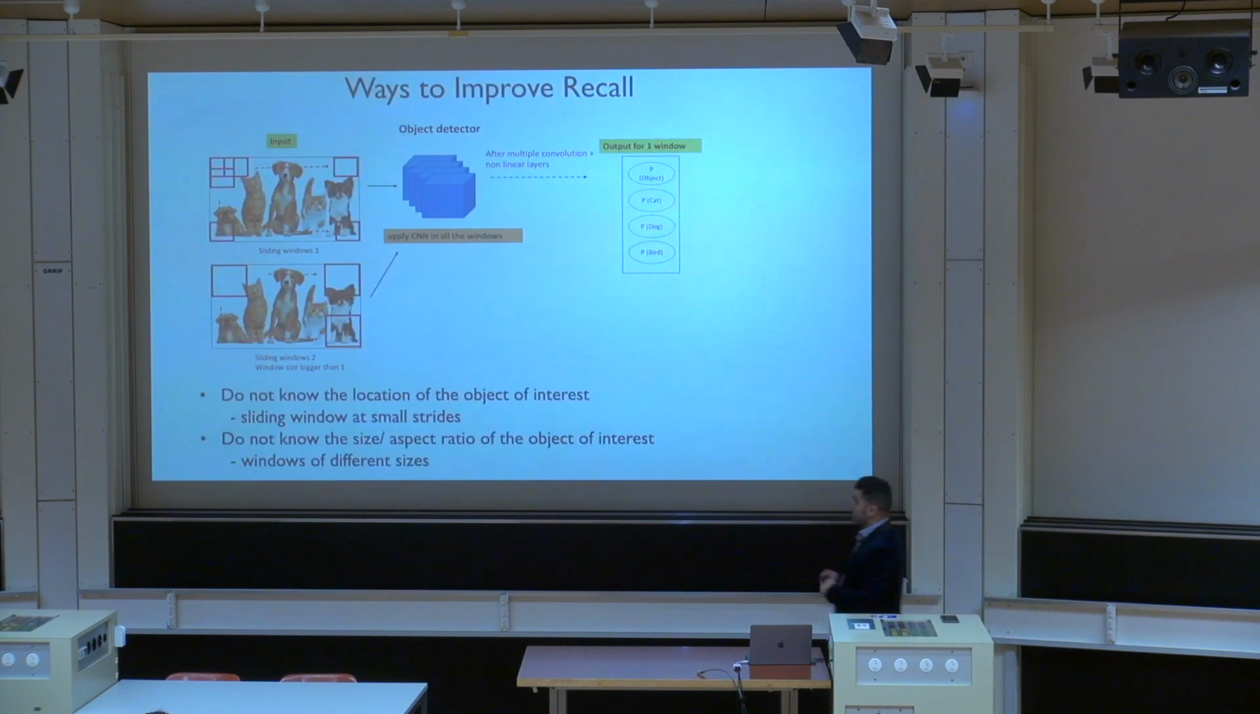The problem with this approach is that the object comes with different scales and different aspect ratios, and if you use a fixed size window, it doesn't work well. You want to improve the recall and reduce the false negatives. You don't want to miss anything, right? So the best solution is to use different sizes and different aspect ratios for your windows when you do a sliding window, okay?